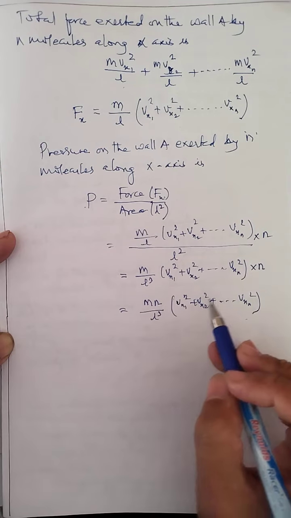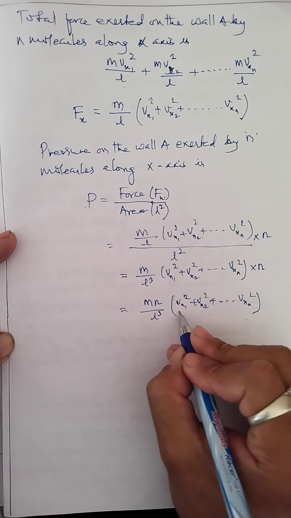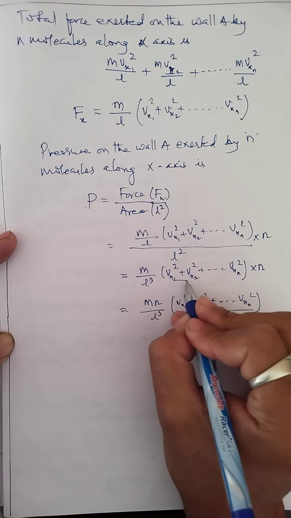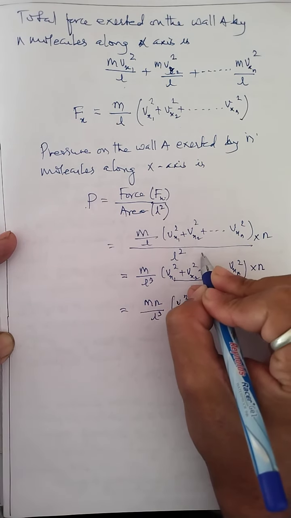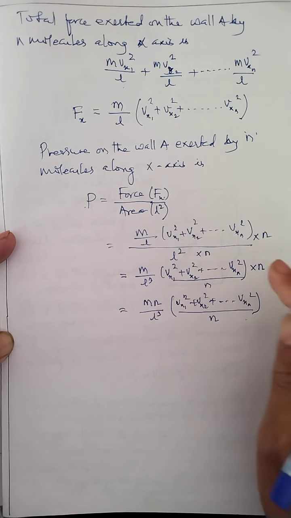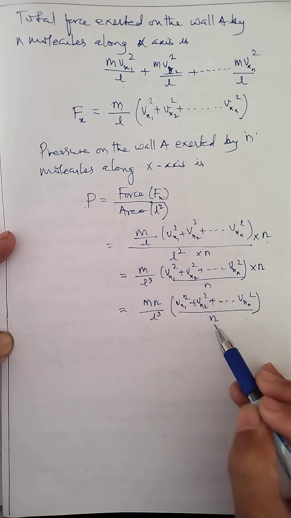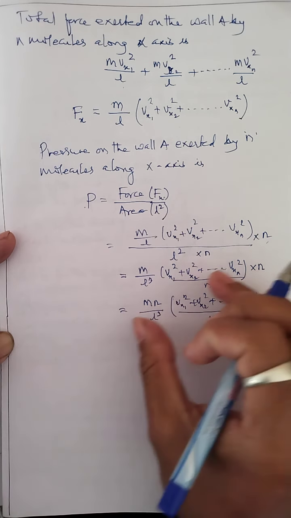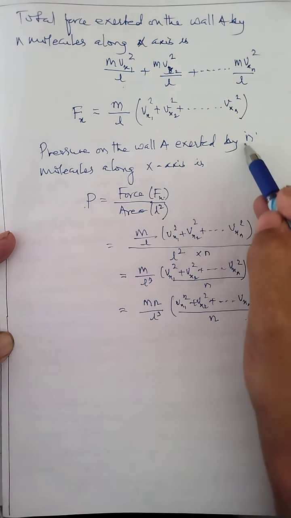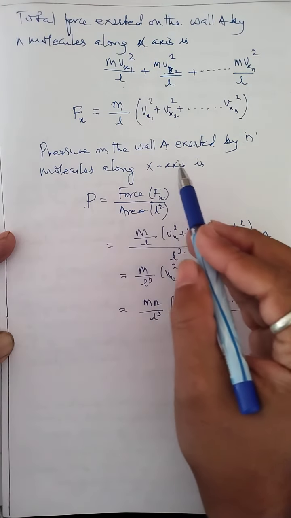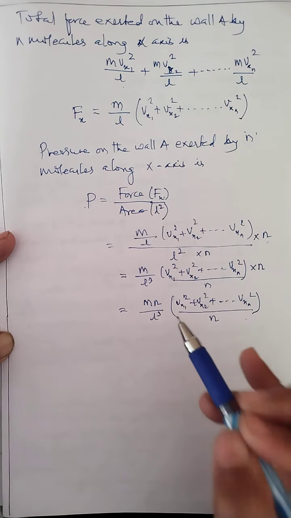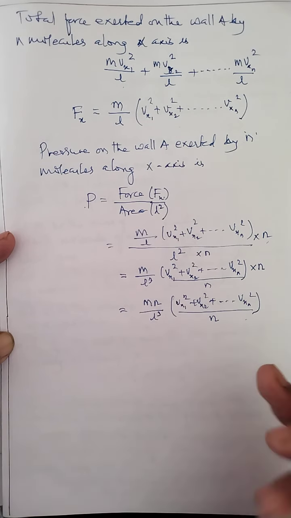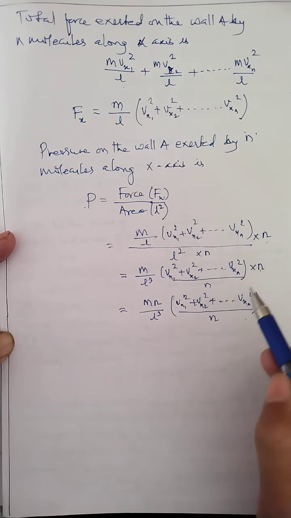But children, in this expression which I multiply by n, I will also divide by n. Because we divide by n so that we take the average pressure exerted by all the n molecules of the gas. The pressure which we are calculating in terms of this force and area is the average pressure exerted by all n molecules of the gas along the x-axis. That's why if I multiply by n, I divide by n.